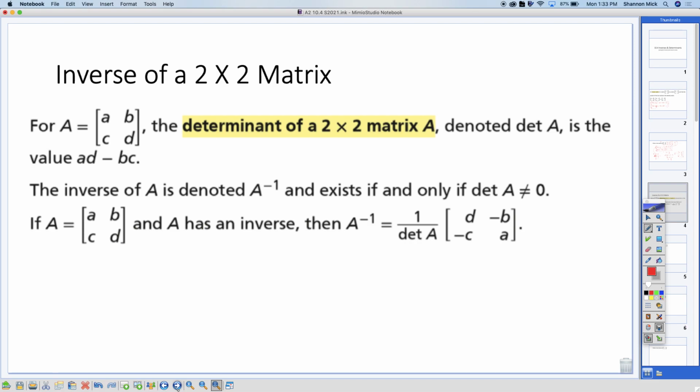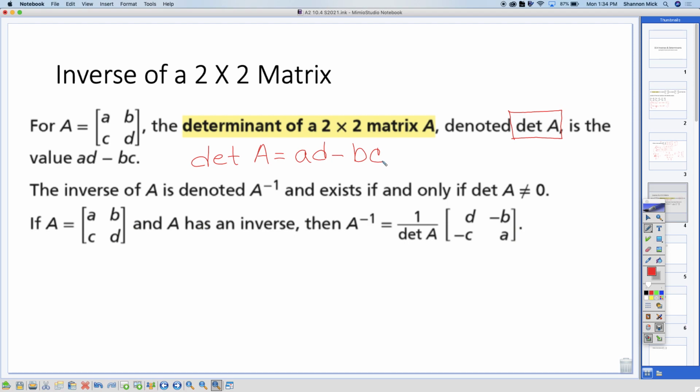Okay, so the determinant of a 2x2 matrix is denoted DET, right here. What does DET stand for? Determinant. Determinant of A equals A times D minus B times C. Every single time on a 2x2 matrix. First diagonal minus the second diagonal. Got it?